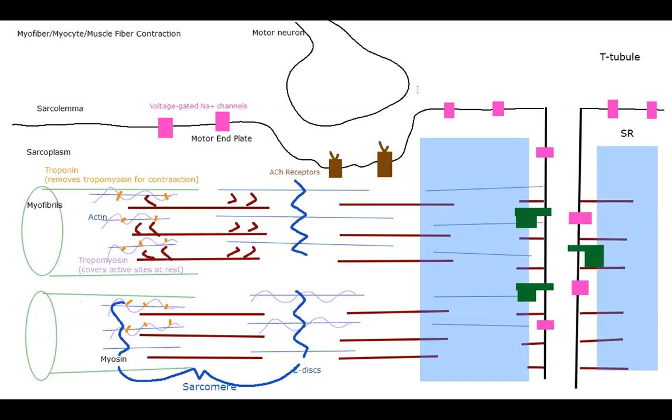Right, so the green ones here are voltage-gated calcium channels, and the 2+ is just, it's missing 2 electrons, right? That's what these are right here. Also, while I'm here, this is the T-tubule.